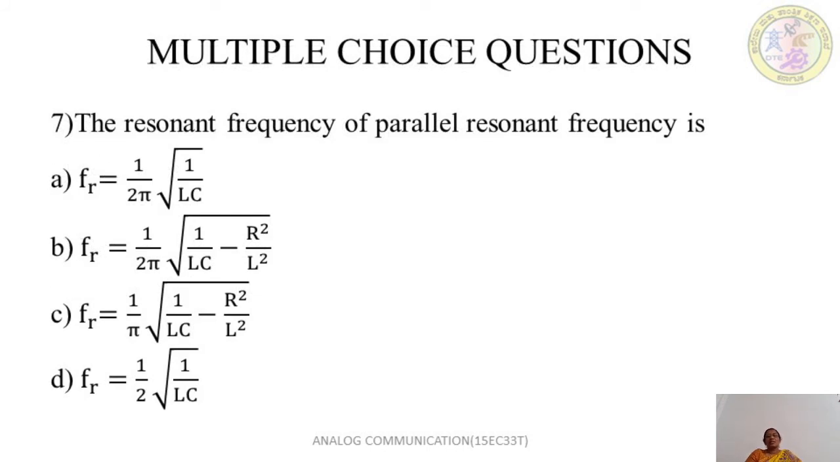The resonant frequency of parallel resonant circuit: Fr is equal to 1 by 2 pi root 1 by LC; Fr is equal to 1 by 2 pi root 1 by LC minus R square by L square; Fr is equal to 1 by pi root 1 by LC minus R square by L square; Fr is equal to 1 by 2 root 1 by LC. The answer is B, that is, Fr is equal to 1 by 2 pi root 1 by LC minus R square by L square.